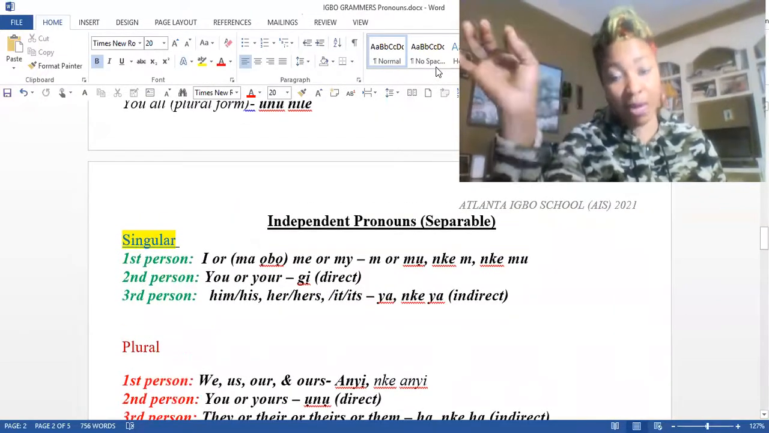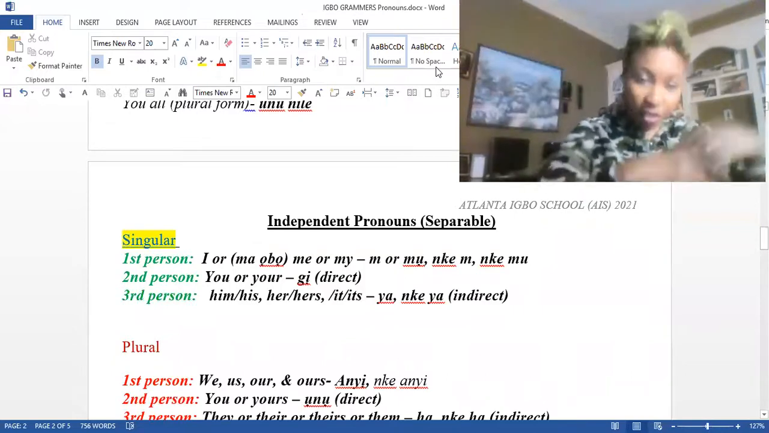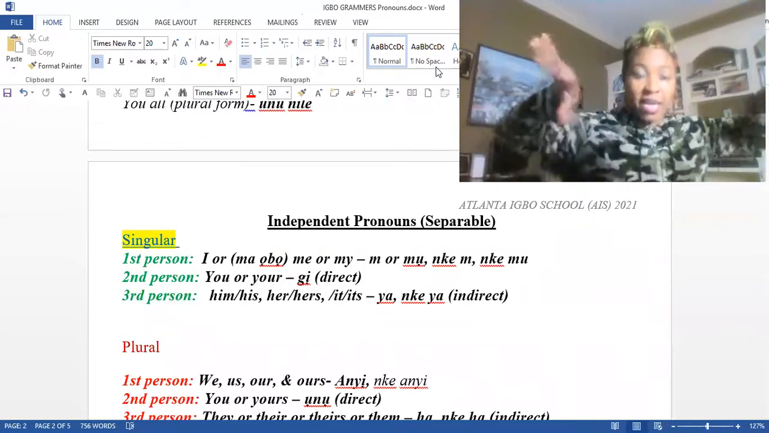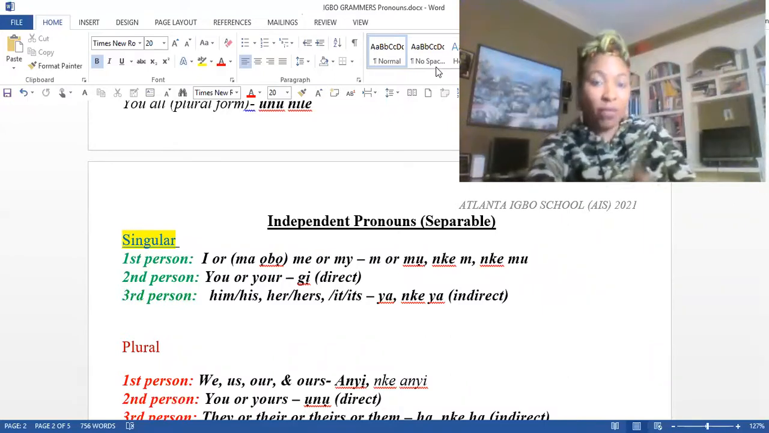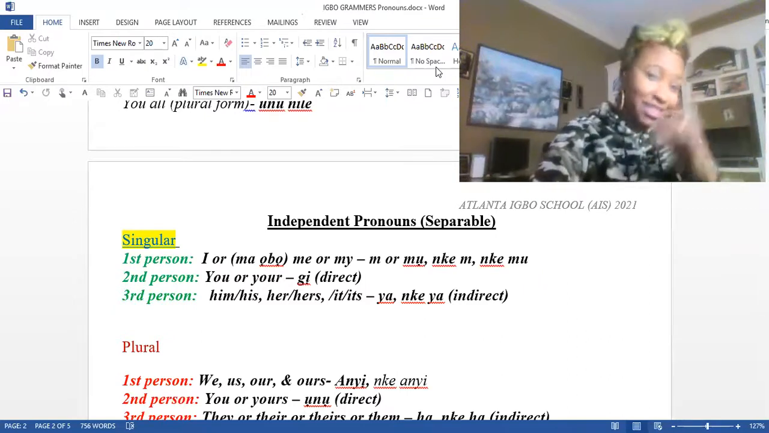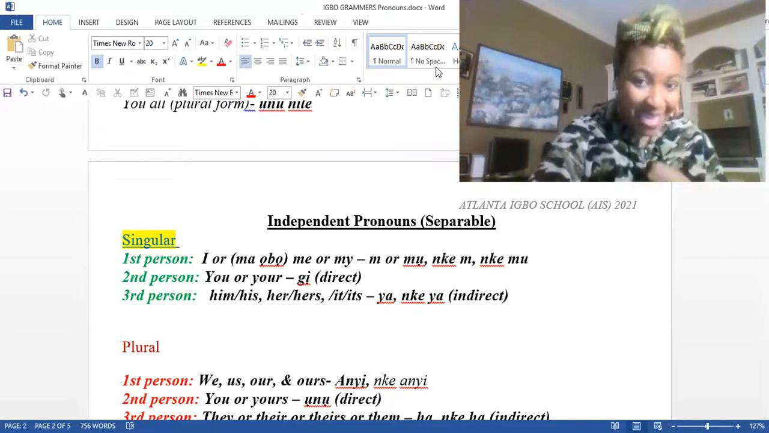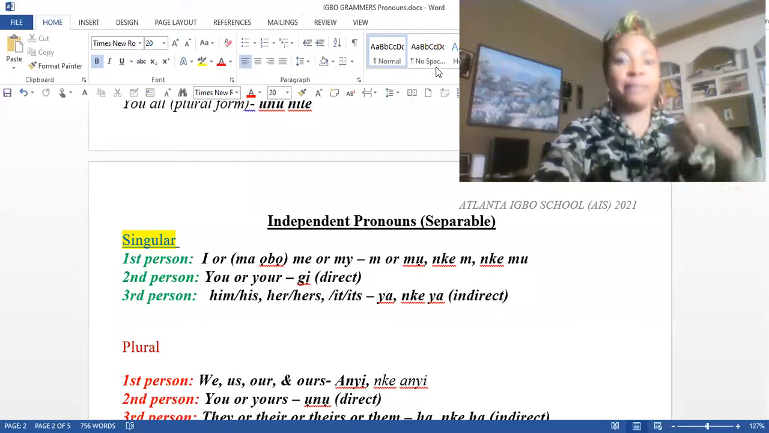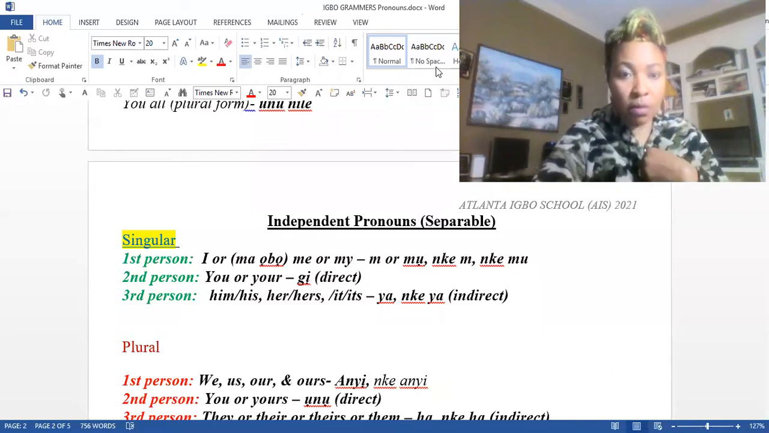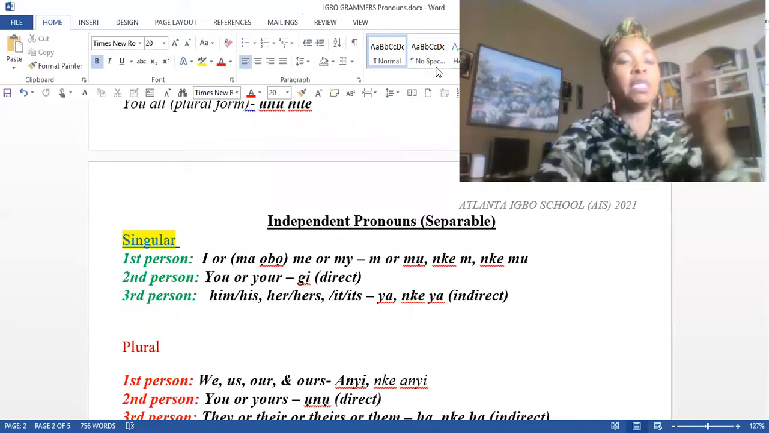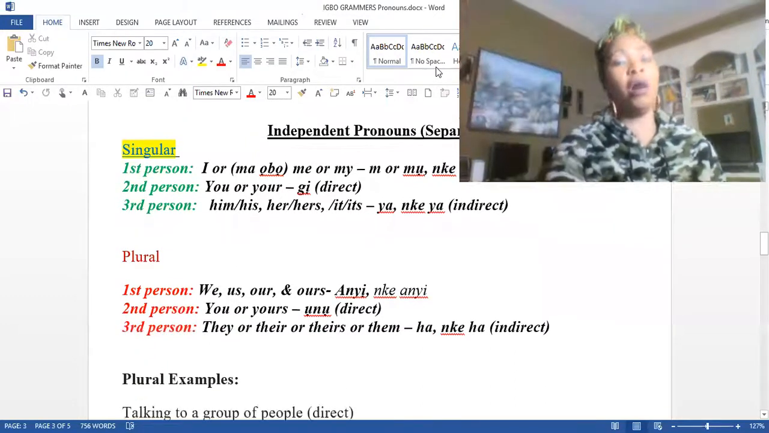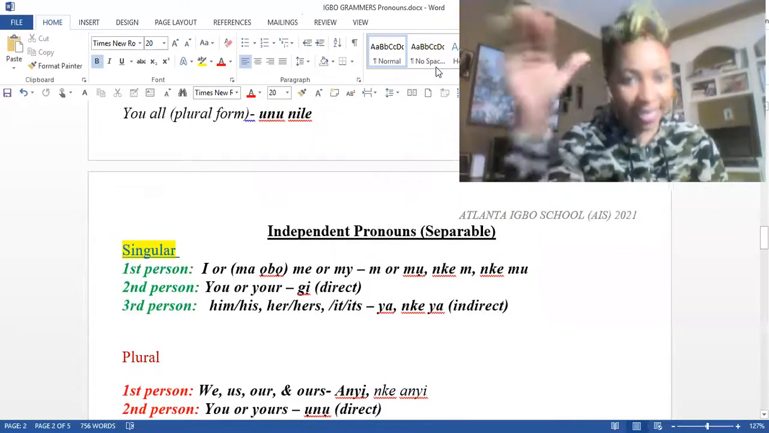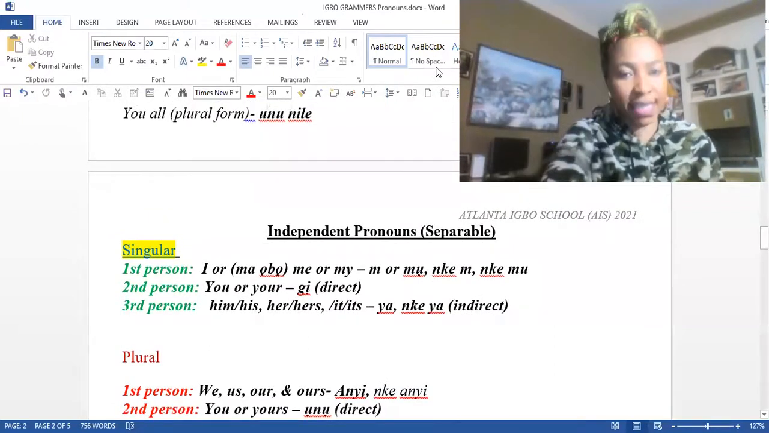And then when we go to singular, independent pronoun, which is something that you cannot separate, you cannot divide. So it's singular. Then when you say the first person is a, or, and or is marble. Me or mine is mu, nkem, kemu. Second person, you. So all this, I will send it out, but if you have a question, ask me. So all these examples, just exactly what I already said.